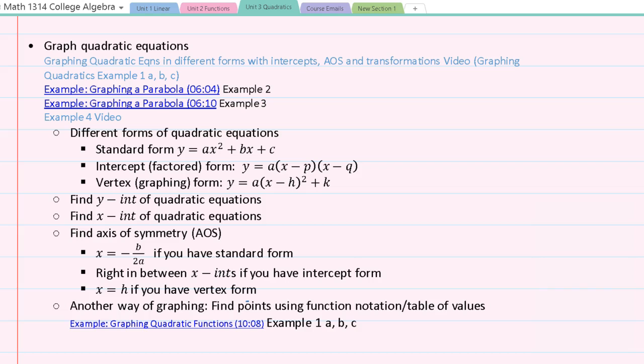Lastly, I will supply a video that goes over graphing example number 1 the way I would go about graphing quadratic equations. But the textbook supplied video will also be available if you think you need to see another way of graphing quadratic equations. This concludes this video.